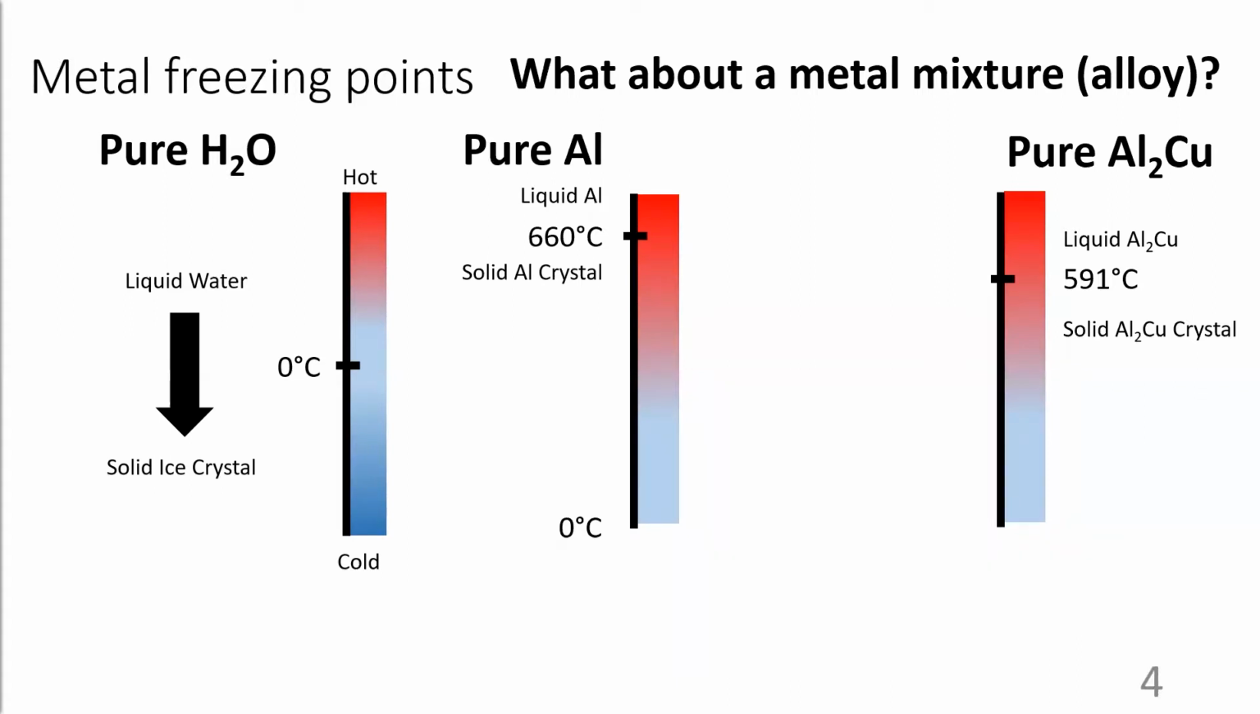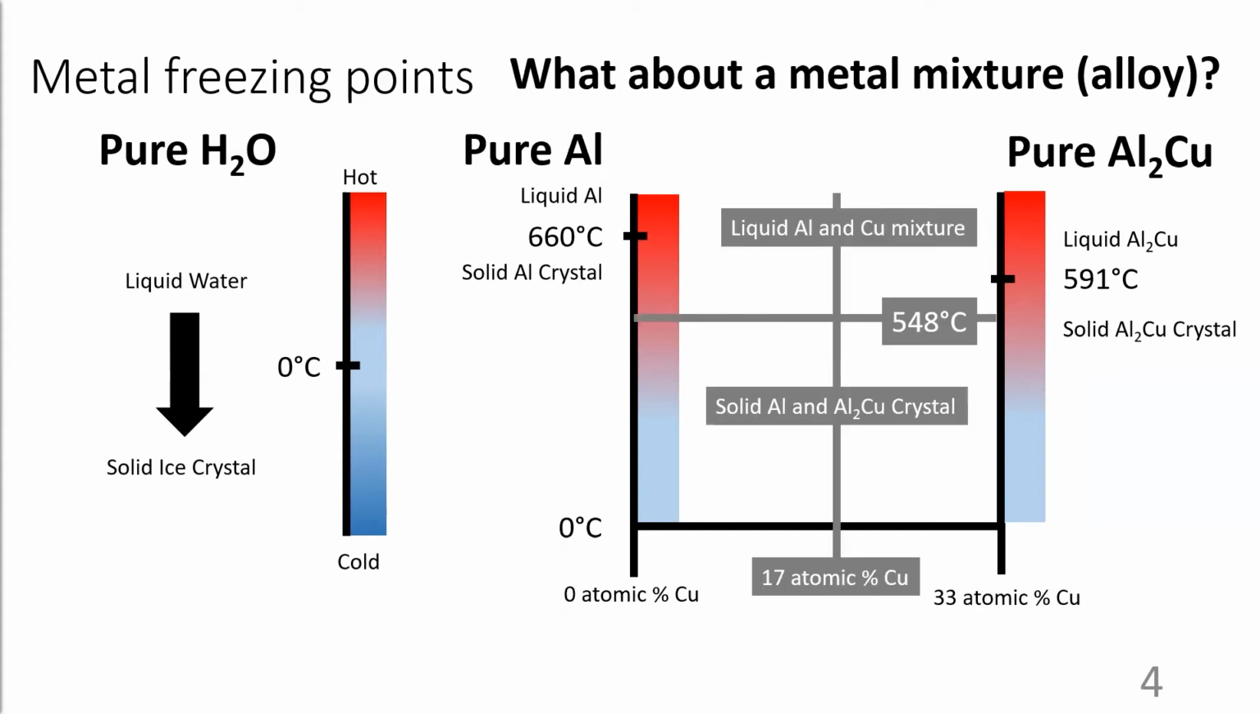Let me draw a line to connect the pure aluminum and pure aluminum to copper phase. We can describe aluminum as being entirely absent of copper, so zero atomic percent copper. We can similarly describe aluminum to copper as being 1/3 of it being composed of copper. Now, in between these pure phases, at exactly 17 atomic percent copper, the freezing point of the metal is at 548 degrees Celsius. This is lower than the freezing point of both pure phases and is the lowest temperature where the liquid can exist by itself.